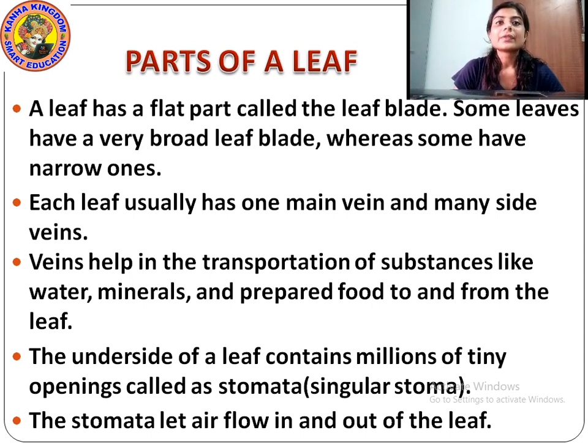Understood? Then the underside of a leaf contains millions of tiny openings called stomata. Stomata are the tiny pores that are present on the underside, that means the lower side of the leaf. These stomata cannot be seen with our eyes because they are very tiny and minute. There are millions and millions of tiny pores which we cannot see. These tiny pores present on the underside of the leaf are called stomata.